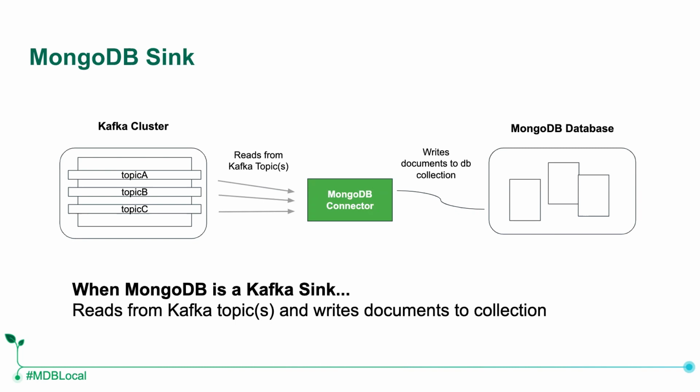So MongoDB can also be used as a sink, where we are taking data from a Kafka topic, one or more, and pushing it into a MongoDB cluster. You can also use a regex string to match multiple topic names.